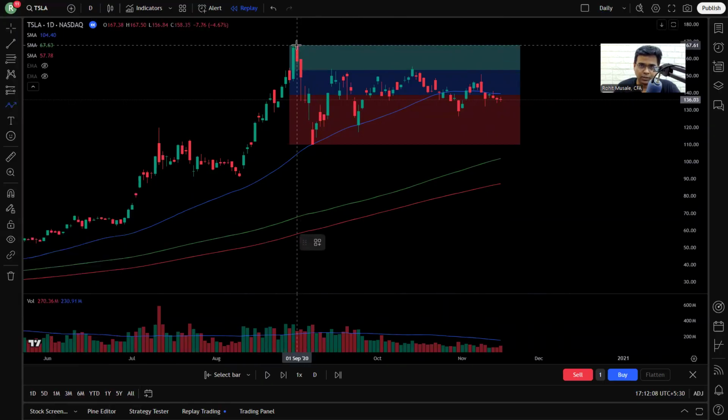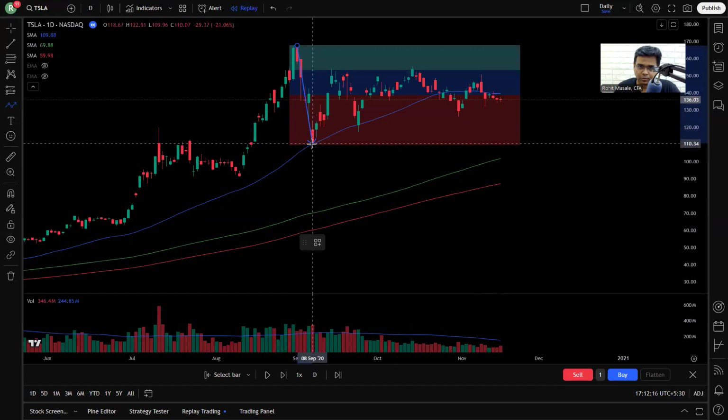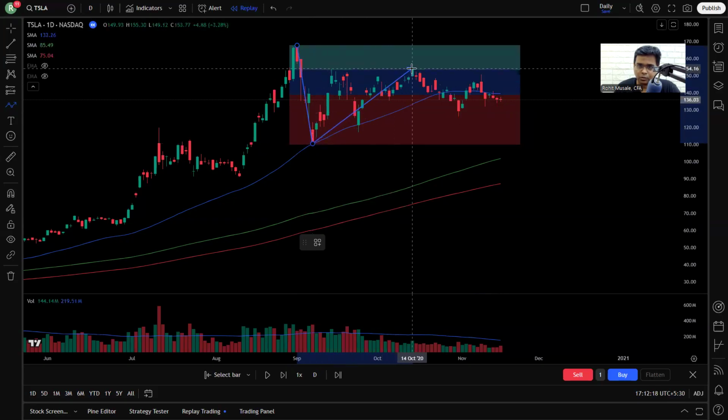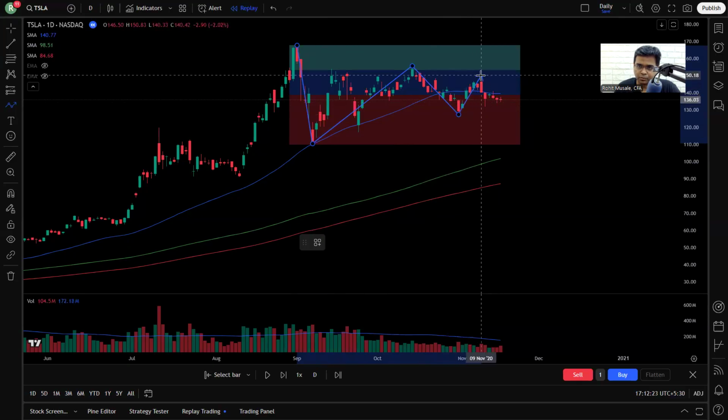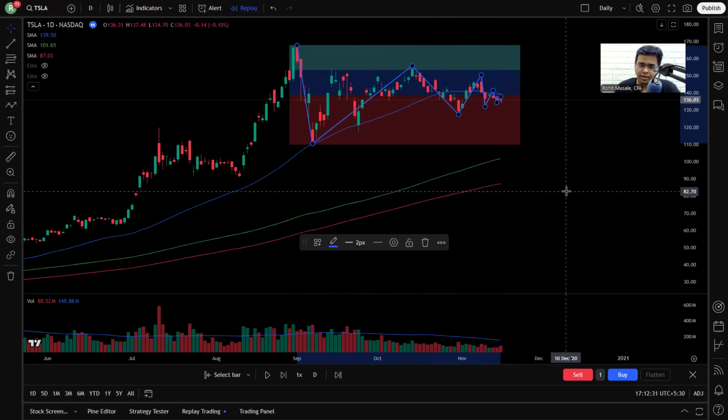So this is point one. Remember, we go from highest to lowest to highest to lowest and so on. So point one, point two, point three, point four, point five, point six, point seven, point eight, point nine. Okay. So there are 9 points in the base.